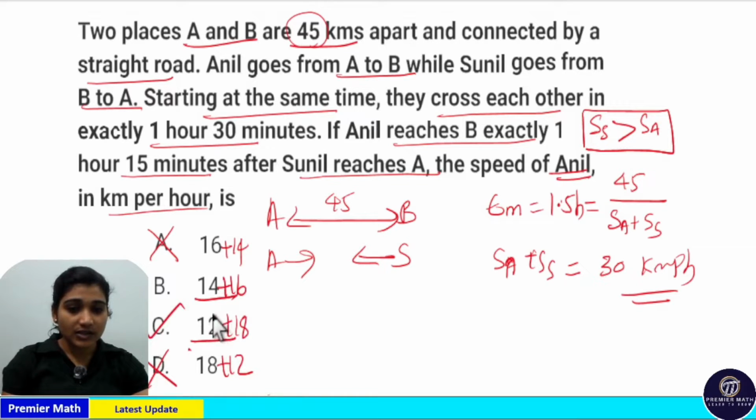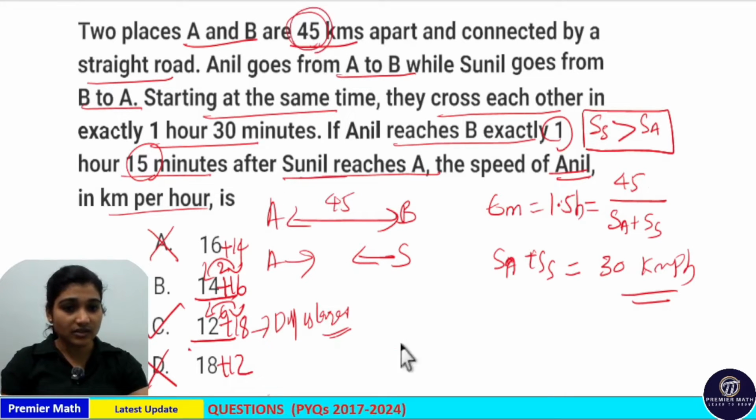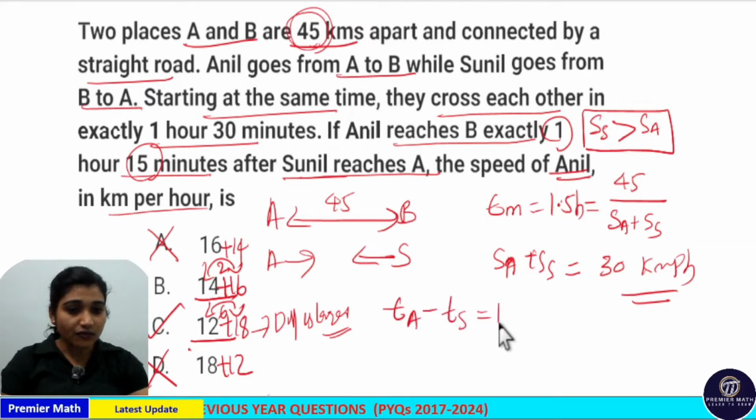But I will choose option C, as the difference between 12 and 18 is 6, which is larger compared to the difference between 14 and 16, which is only 2. So I will choose the larger difference, because here Anil takes 1 hour 15 minutes more than Sunil to cover the same distance. So here you can choose the time difference. The time difference between Anil and Sunil is 1.25 hours. So with this data, you can verify option C.